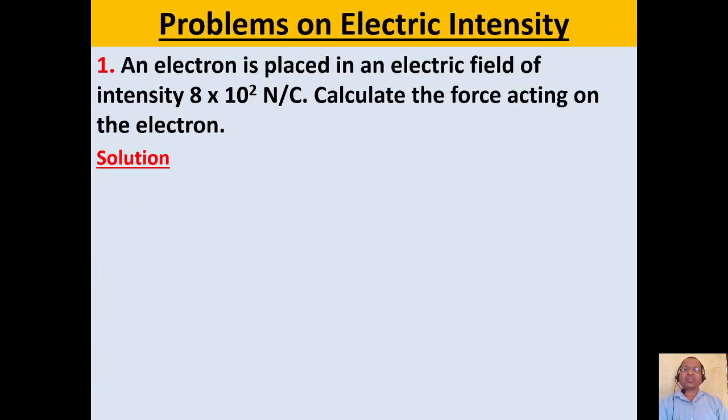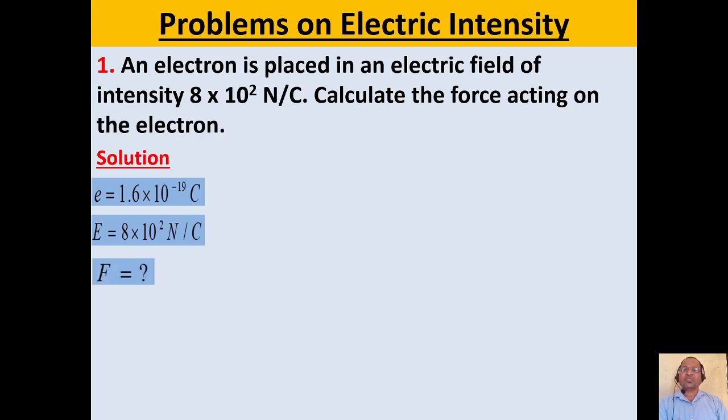An electron is placed in an electric field of intensity 8 into 10 raised to 2 Newton per coulomb. Calculate the force acting on the electron. So the electron is given here, so we write e, that is the charge on the electron, as 1.6 into 10 raised to minus 19 coulomb. The intensity of the electric field is also given: capital E is equal to 8 into 10 raised to 2 Newton per coulomb. We have to find out the force here.